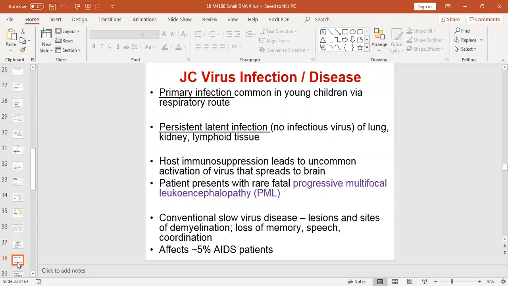Like any other viral infection, the host immune system plays a major role in curbing the infection. So if we have immunosuppression in the host, that leads to unusual activation of the virus that can travel and spread to the brain. And patients present with a very rare but fatal type of illness called progressive multifocal leukoencephalopathy, or PML.